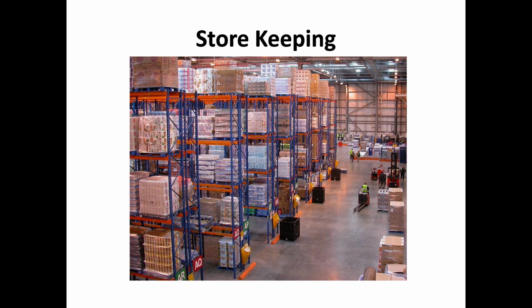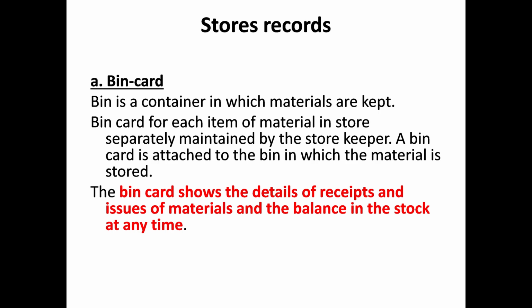Now we are going to discuss storekeeping and the documents used for storekeeping. There are two main documents. Number 1 is the bin card and number 2 is the store's ledger. Now we are going to consider these two one by one. Bin card.